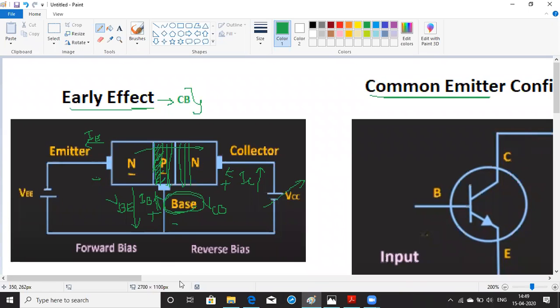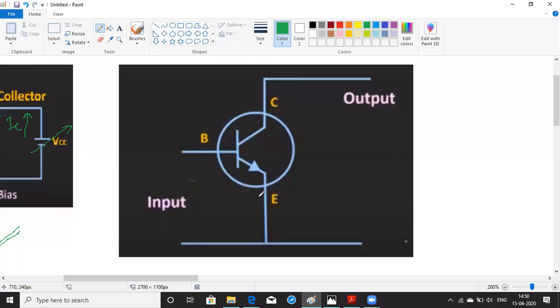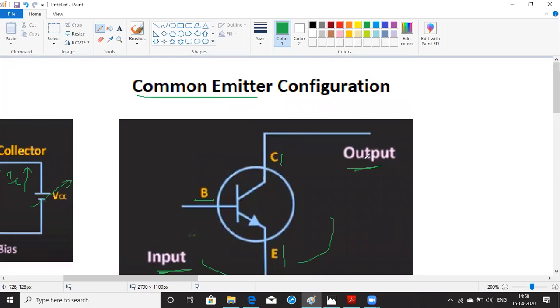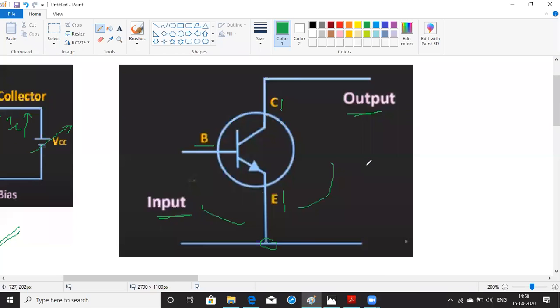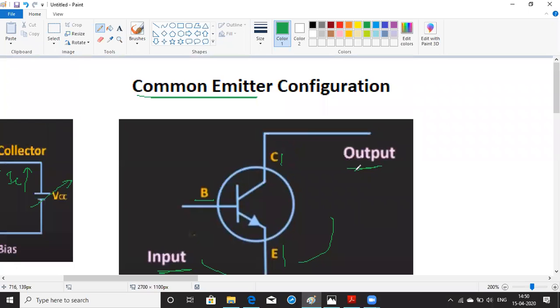If you see here, this is a common emitter. You made this common for input as well as output. This is the base, this is the collector, and this is the emitter. For this common emitter configuration, you need to draw the input characteristics as well as the output characteristics. These are very important topics. It is easy, and you can draw the characteristics and write down the points very easily. You just need to understand the concept, and please don't neglect these topics.